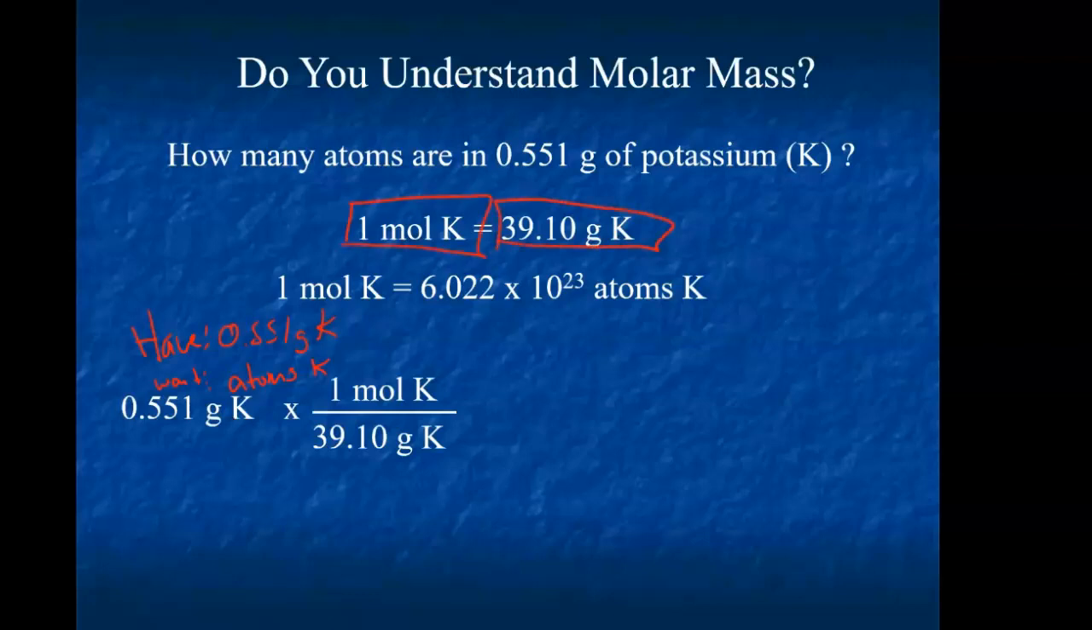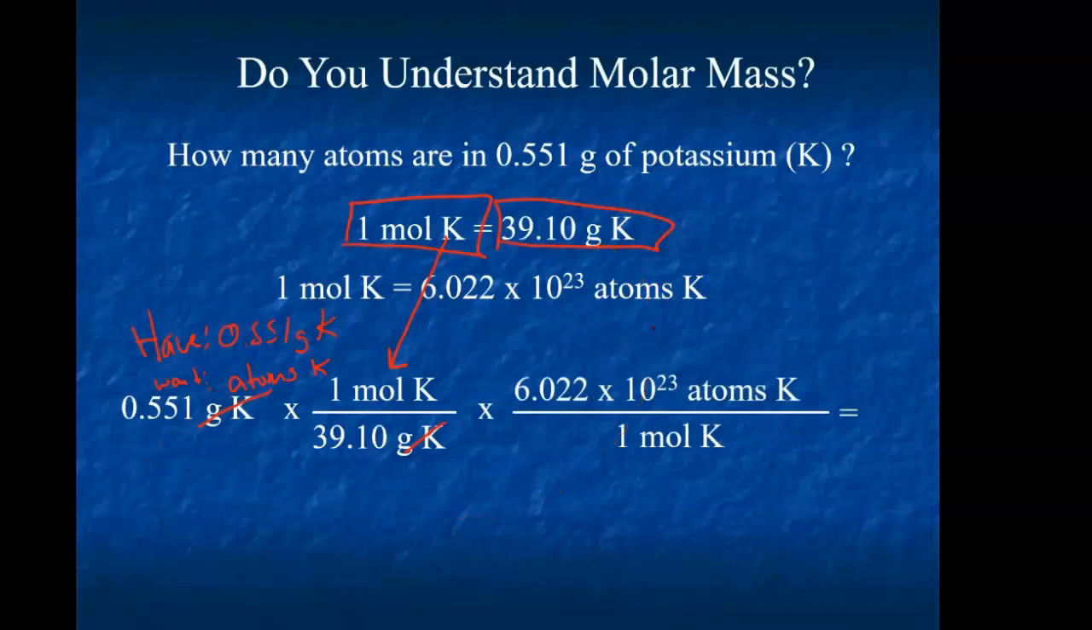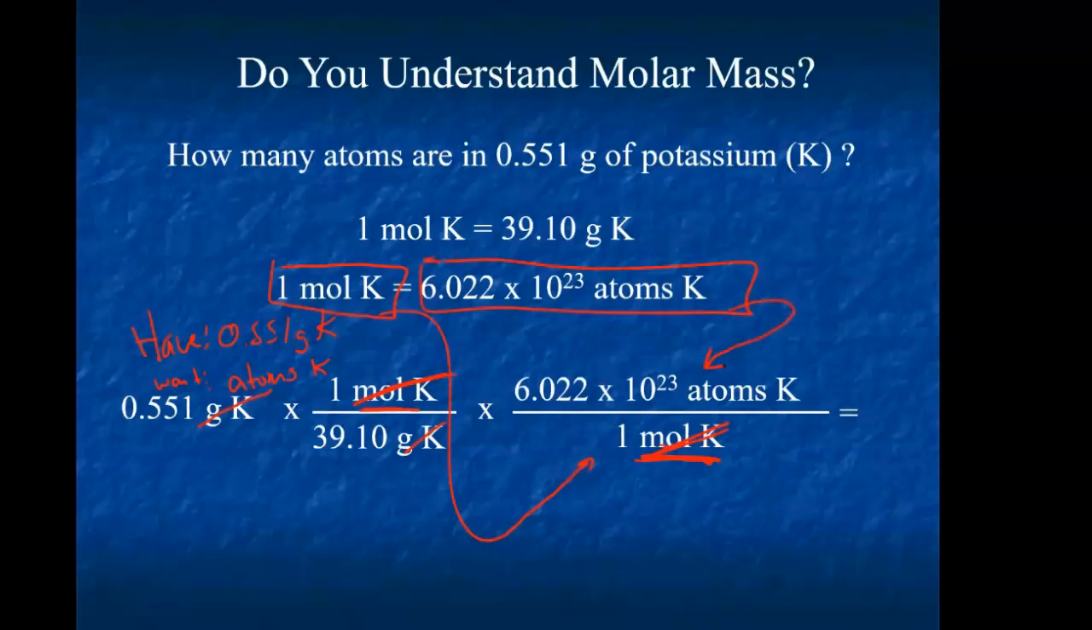So in this case, we want to cross off these grams, so therefore grams has to go on the bottom, moles has to go on the top. And now if we stopped, we would be at moles of K, but they didn't ask for moles of K. They asked for atoms of K. So again, the moles had to go on the bottom because we wanted to cross these units off. So therefore, this one had to go on the bottom and this one had to go on the top.